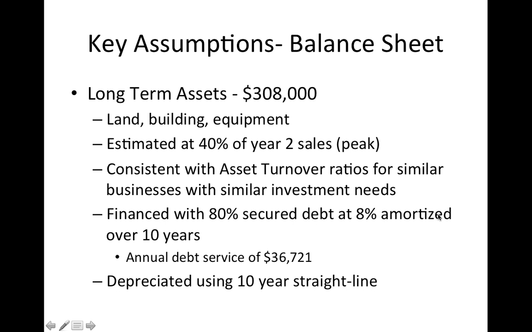So let's talk about the balance sheet. We assume that we're going to need long-term assets of about $308,000. We estimated that as 40% of the peak sales as they happen in year two. That's consistent with asset turnover ratios for similar types of restaurants with similar types of investment needs, in particular buying and building their own facility as opposed to renting.